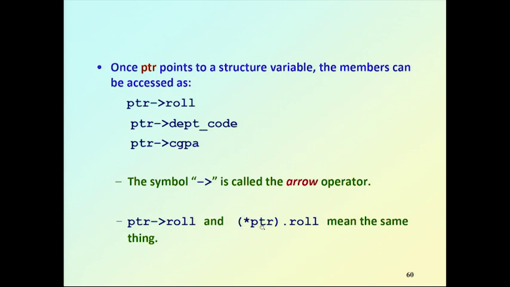PTR is pointing to some array element, because it is an array of structures. So, each element is of structure type. So, if it is pointing to say class 5, then that is class 5 dot role. So, it is PTR arrow role and star PTR dot role has the same meaning. Okay.